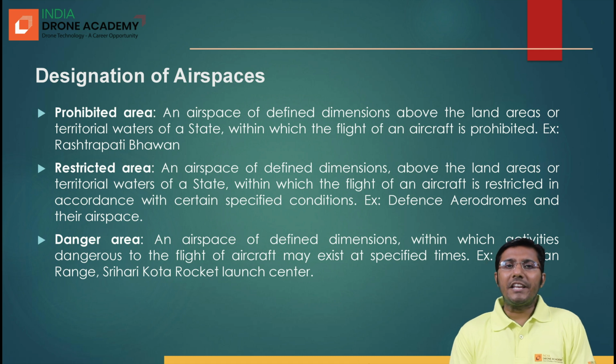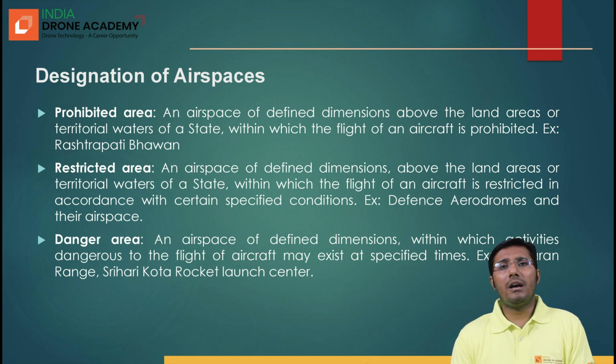in a little more detail. The airspace has some prohibited areas. There are some restricted areas in the airspace. There are some danger areas as well. Some airspaces are controlled airspace, some are uncontrolled airspace. What does that mean? A prohibited area can be defined as airspace of defined dimensions within which the flight of an aircraft is prohibited, meaning it cannot be flown over. Example, Rashtrapati Bhavan. It is a prohibited area.